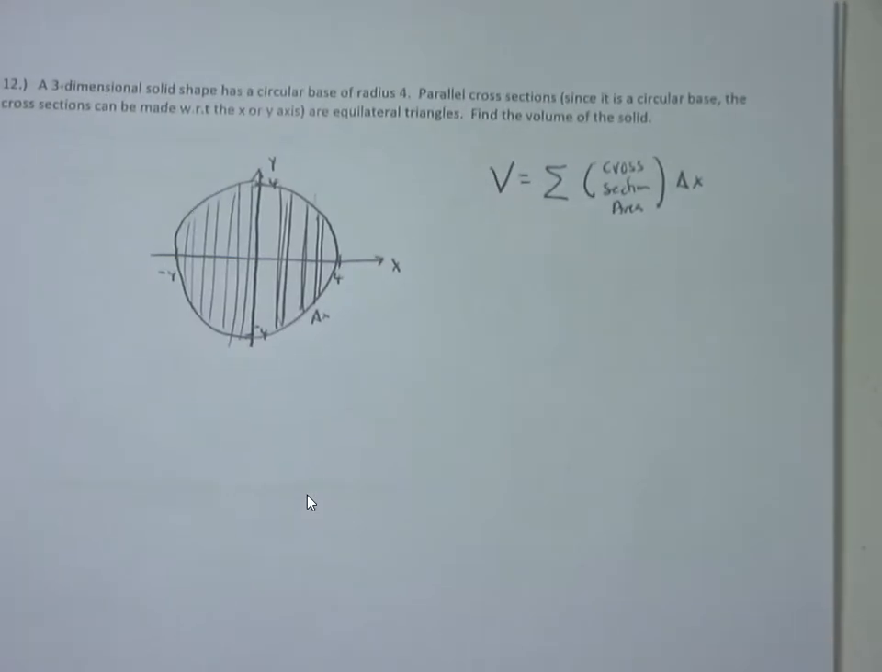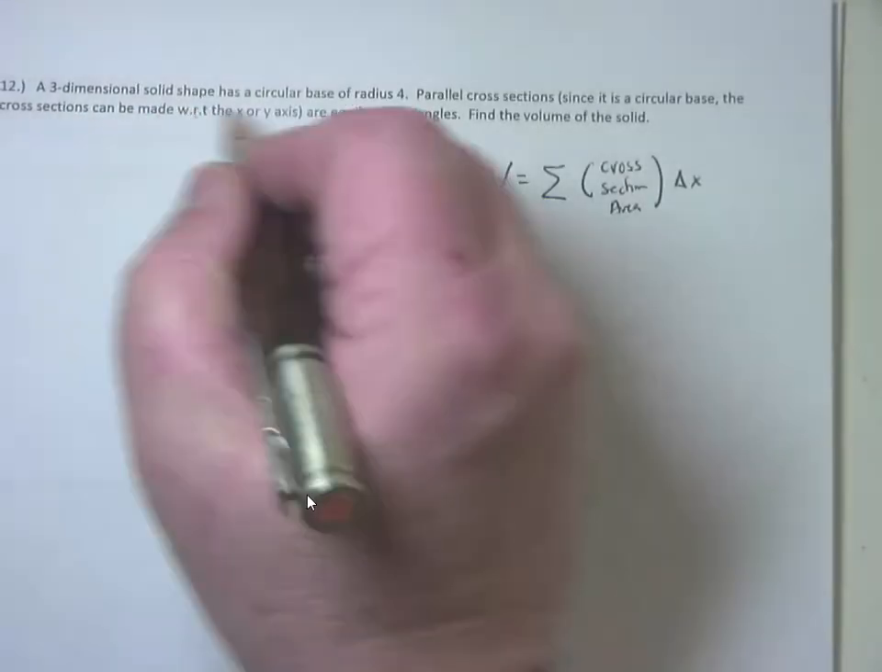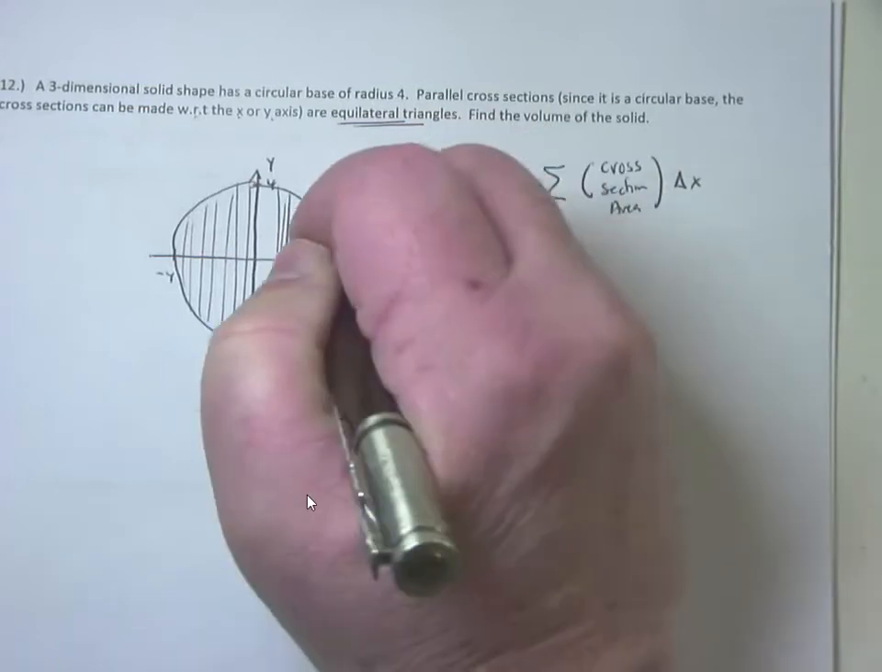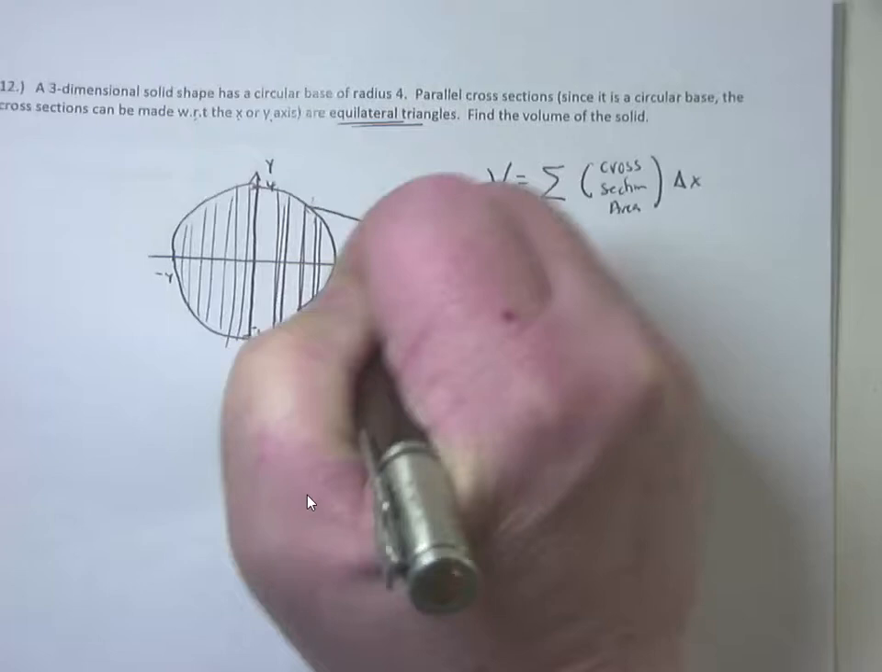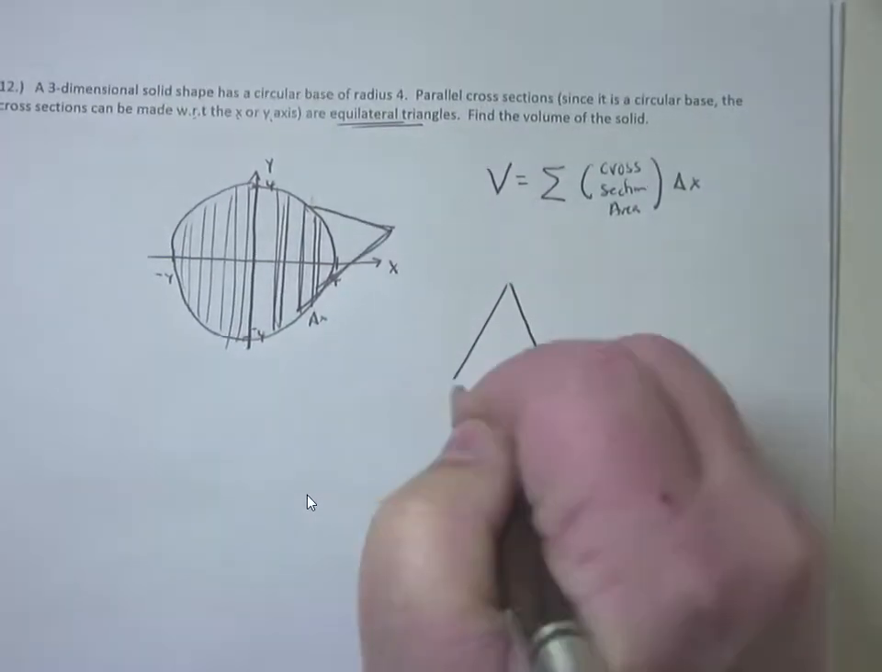Okay? But now, here's the deal. Cross-sections made with respect to the y or x-axis are equilateral triangles. So what's coming out of this, you have to imagine this being 3D, so it's sticking out of the page, is this equilateral triangle.